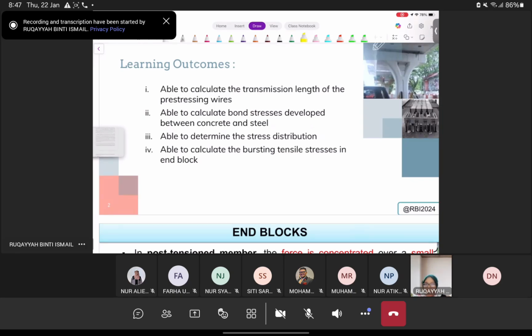So what will be the learning outcome from this topic? We'll be able to calculate the transmission length of the pre-stressing wires. Second, able to calculate bond stresses developed between concrete and steel, because we have the tendon and also the concrete material. Able to determine the stress distribution, and able to calculate the bursting tensile stresses in the end block. So we need to calculate, when we pull the tendon, how much stress can cause bursting, so that we can provide a sufficient number of reinforcement to avoid bursting from happening.